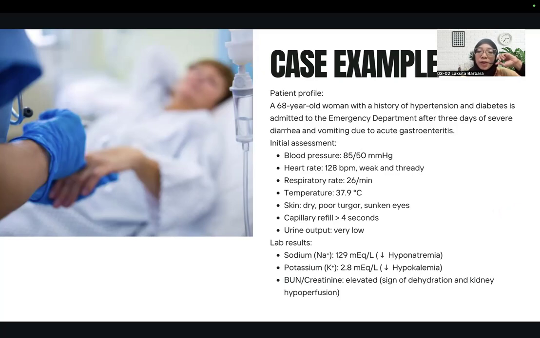Not only is the patient dehydrated, the lab results also show that the patient has hyponatremia and hypokalemia, which is more life-threatening in this condition. The kidney function also shows that the kidney is in hypoperfusion.